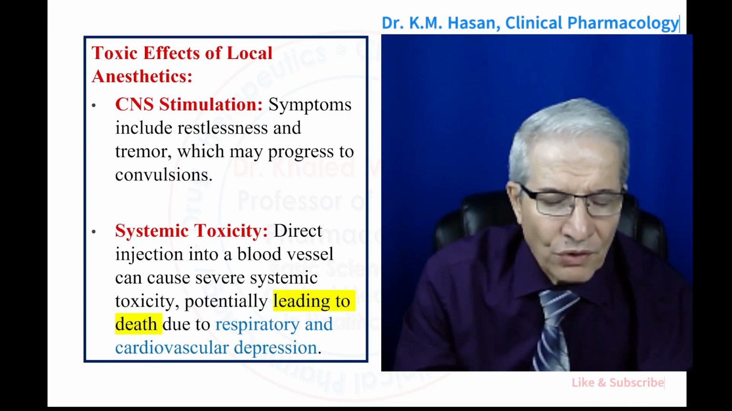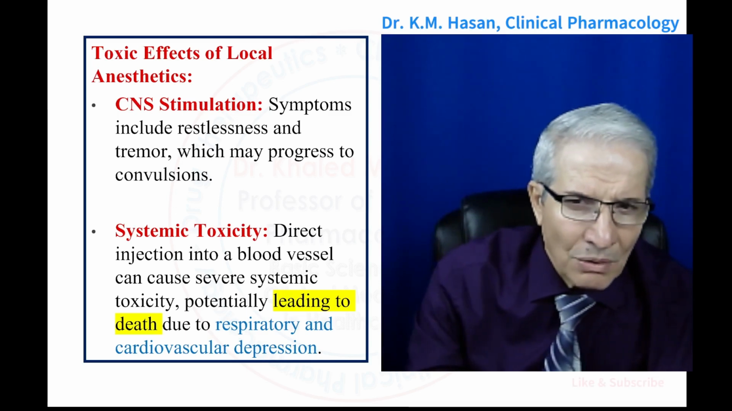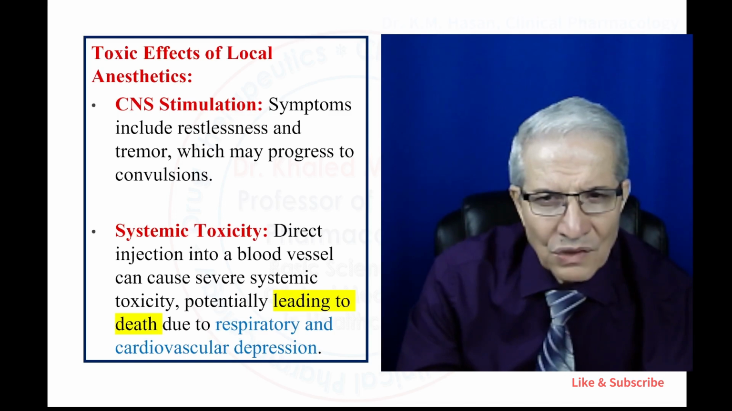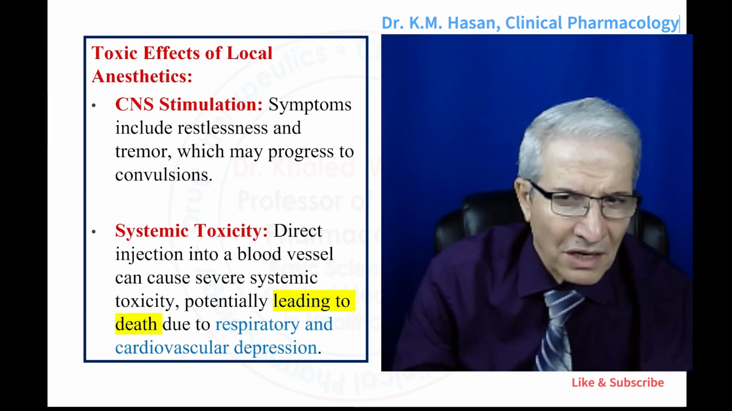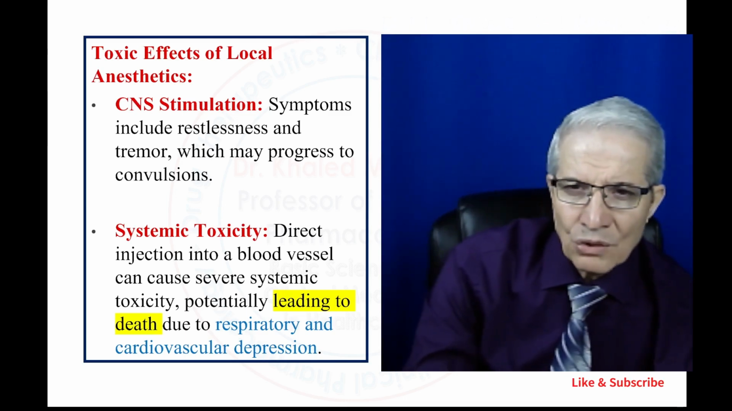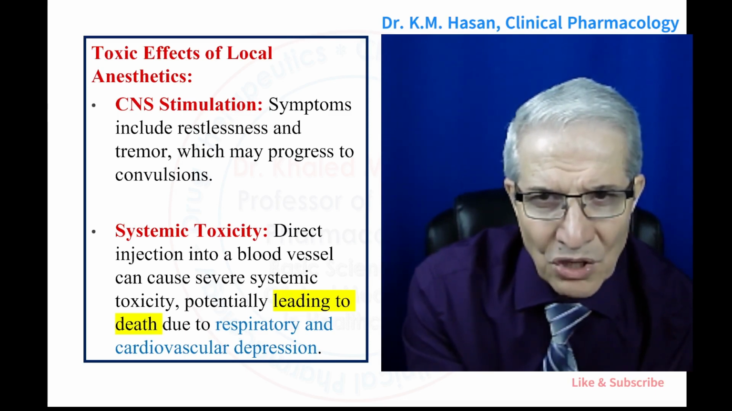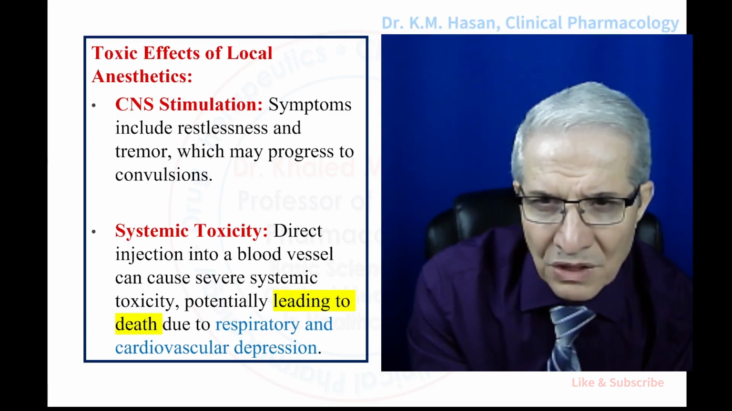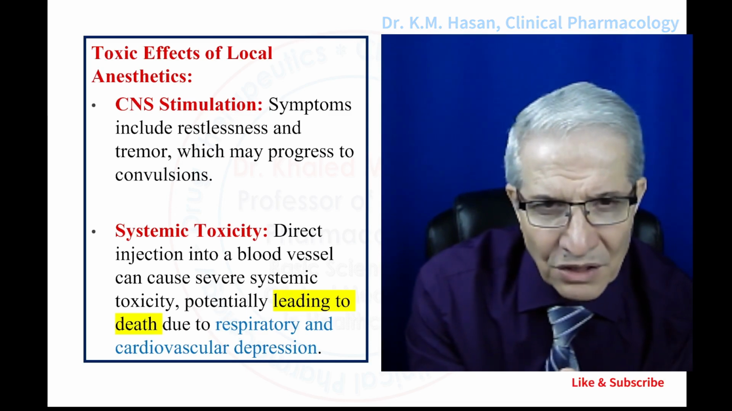For example, if the local anesthetic is injected directly into the blood, the situation will be severe systemic toxicity, and this will lead to death due to respiratory and cardiovascular depression. So we need to take this into consideration. When local anesthetic arrives to the circulation, this will stimulate the central nervous system and cause agitation, tremors, and convulsions. This medication may lead to death due to respiratory and cardiovascular depression.